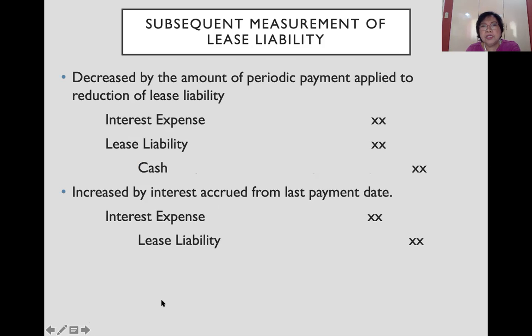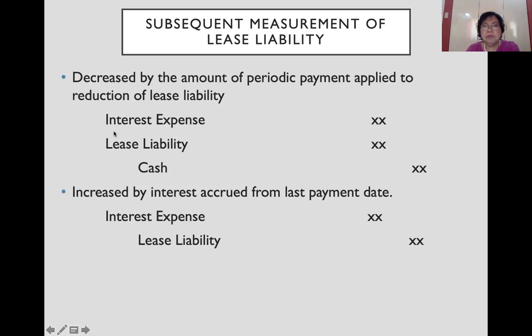In the subsequent periods, how do we measure the lease liability? Over the lease term, the lease liability is to be decreased by the amount of periodic payment applied to reduction of lease liability. Because the lease liability is a financial liability, your periodic payment of rent will be recorded in this manner: debit interest expense, debit lease liability, and credit cash. The debit to interest expense is based on your amortization table using the effective interest method.